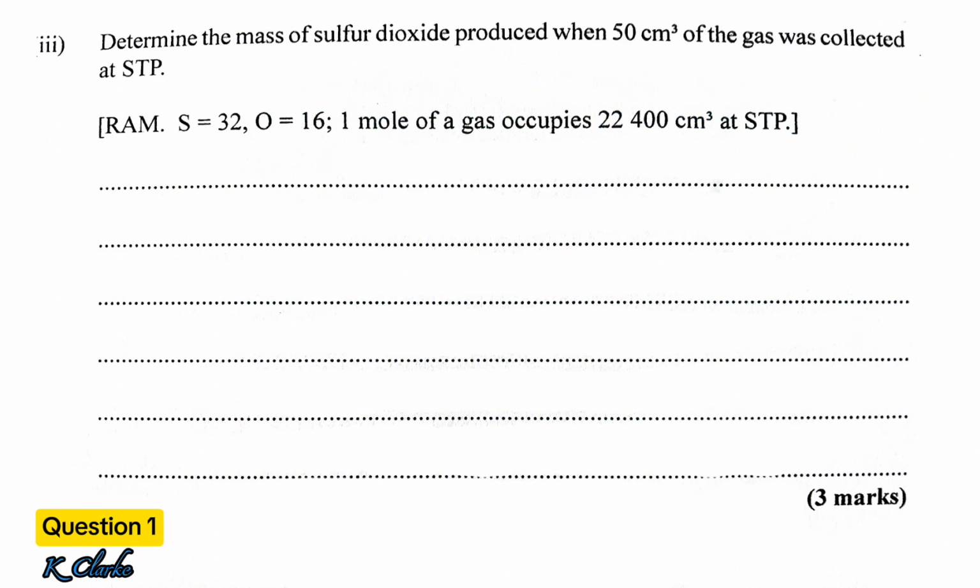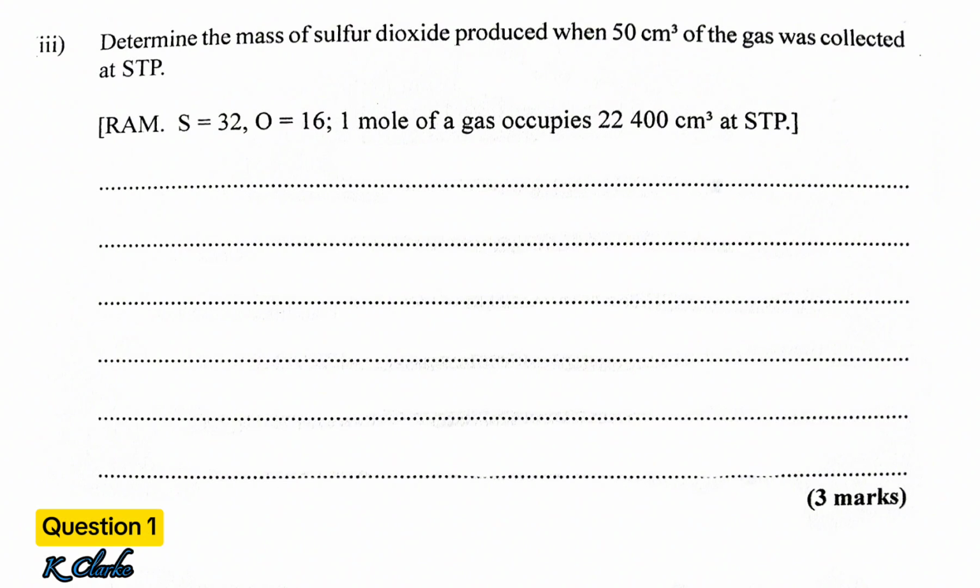Part 3. Determine the mass of sulfur dioxide produced when 50 cm³ of the gas was collected at STP. Now the relative atomic masses were given for sodium and oxygen, and it also states that 1 mole of a gas occupies 22,400 cm³ at STP.